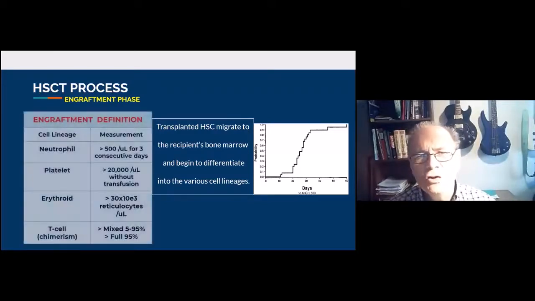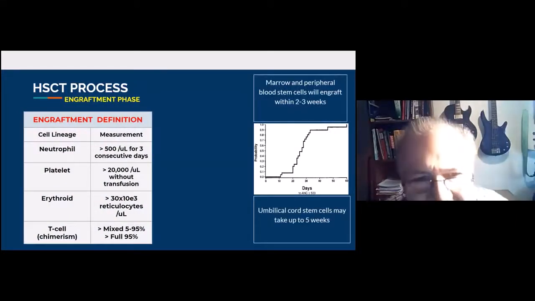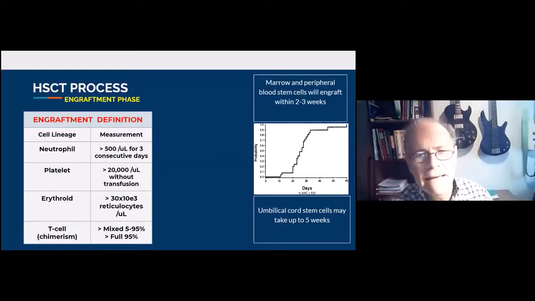And on your left, you have the graft definition: neutrophils more than 500 for 3 consecutive days, platelets up to 20,000 without transfusion, red cells up to 30 per 10 to the 3 reticulocytes. And it's very important to know the T cell chimerism: full chimerism when you have 95% donor cells, and in the timeline of the process, you have mixed chimerism between 5 to 95%.